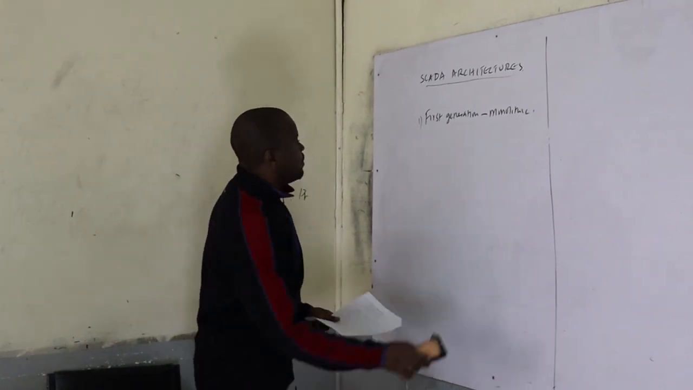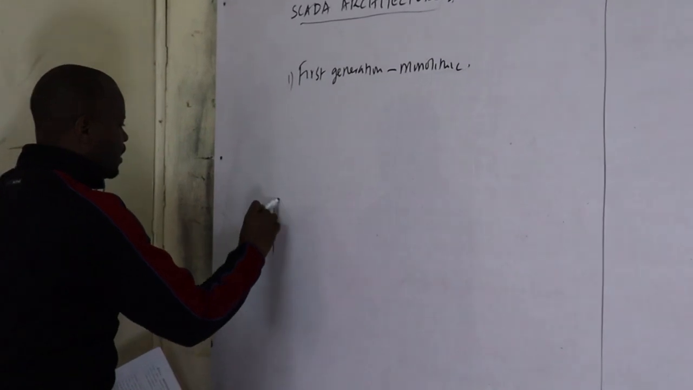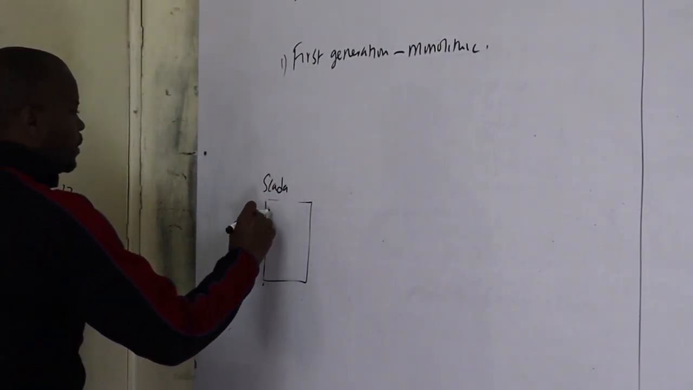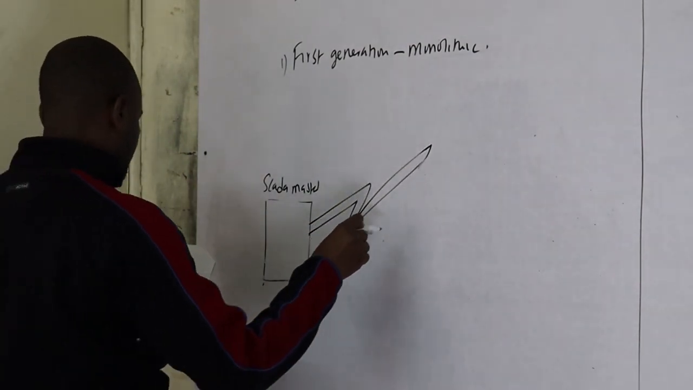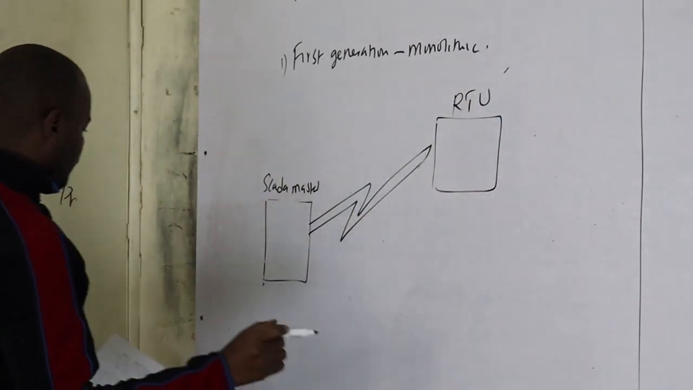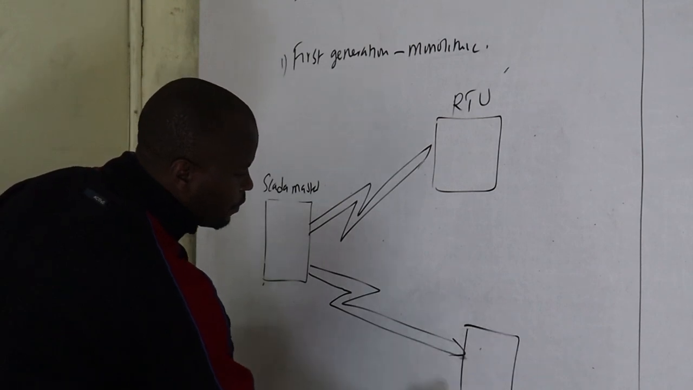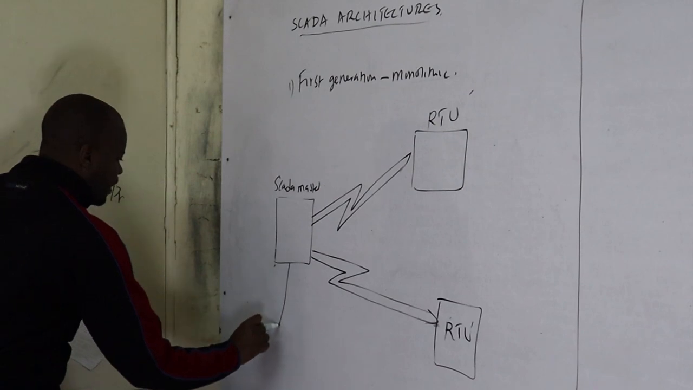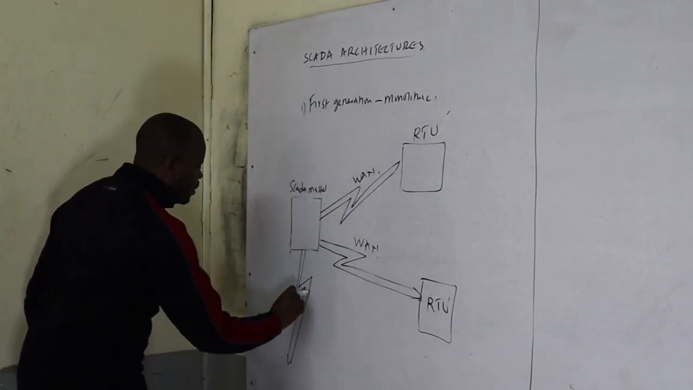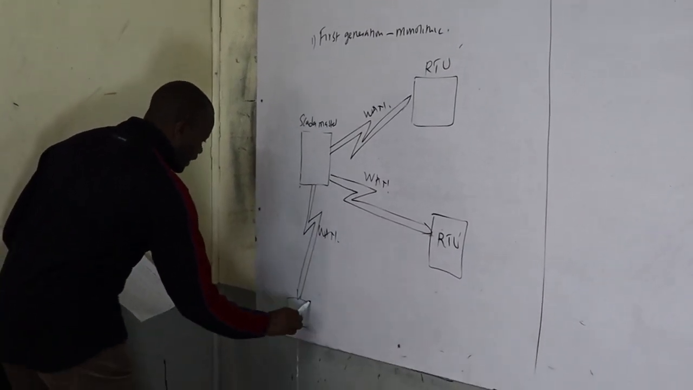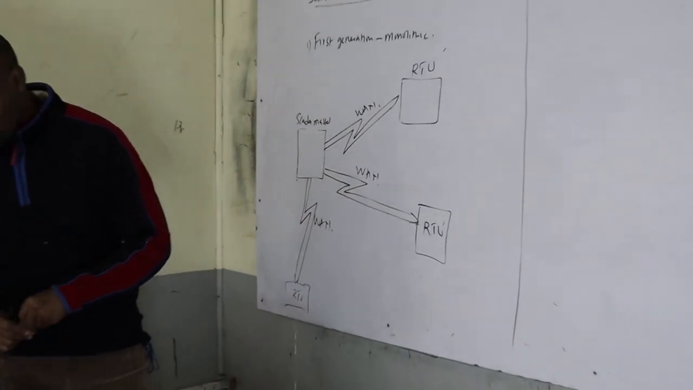So let's look at it with the aid of a diagram. When we talk about the first generation, we can talk of a SCADA master. Here you have the communication system, and the communication system is simply going to a remote terminal unit. So here you have the RTU. Maybe we have another RTU, then another going to another RTU. So you can see that it was standalone. The communication system was in terms of one. So this is the representation of how the monolithic, or first generation, SCADA system worked.